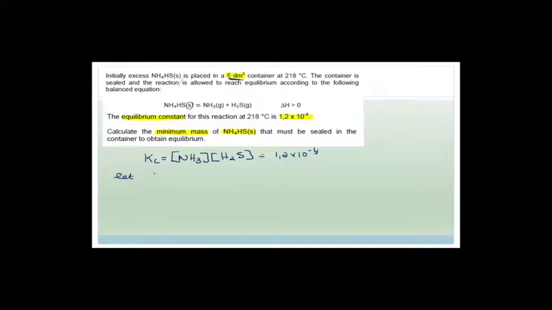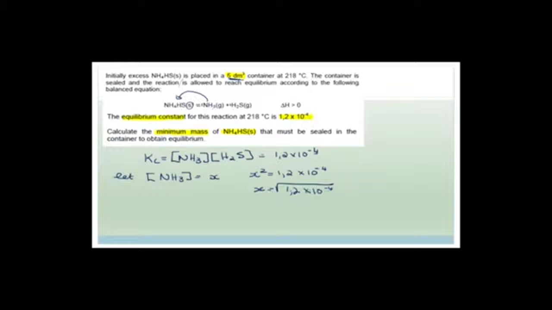I could say, let the concentration of ammonia be x. Okay. Do you agree that because these two are in a ratio of 1 to 1, effectively I could say this is x squared. I could say x squared is going to be 1.2 times 10 to the negative 4. Okay, you with me? So therefore x, the concentration, has got to be the square root of this. Okay, do you understand that? So it's the square root of 1.2 times 10 to the negative 4. Okay, so what I'm trying to do is find out what the concentration has to be of one of these. Okay, and then what we're going to do is relate it back to this, because we're going to find the number of moles. Do you understand what I'm saying?